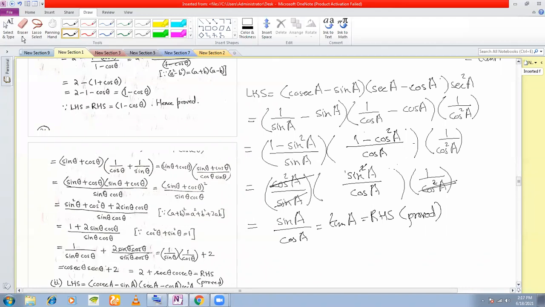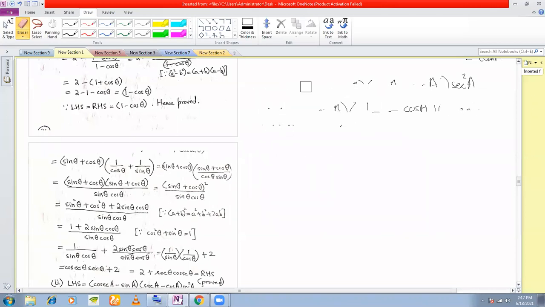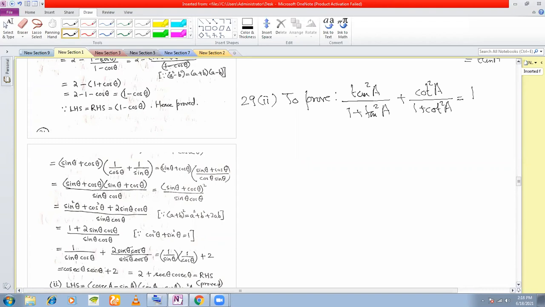29.2, last problem for the day. To prove tan square A by 1 plus tan square A plus cot square A by 1 plus cot square A is equal to 1. Start from the left hand side.